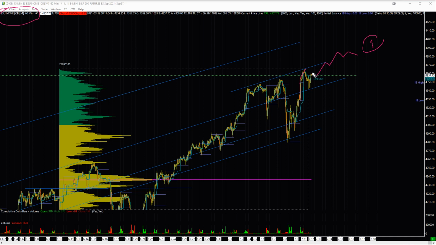Scenario 2: take out the Friday high and continue to the downside, testing the 46 prior week VPOC, 46 somewhere here. So that's on the 60-minute chart.